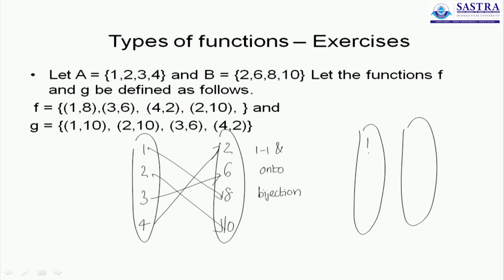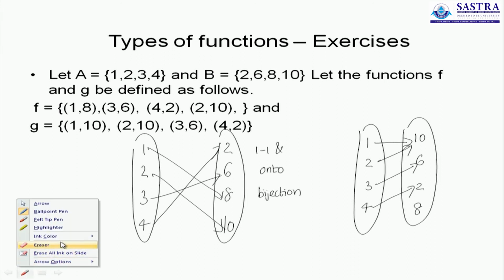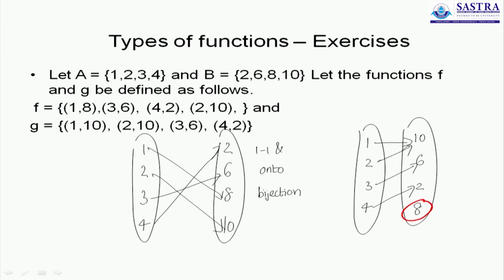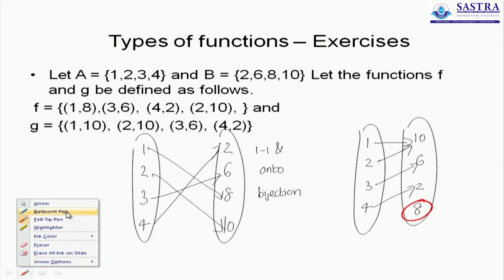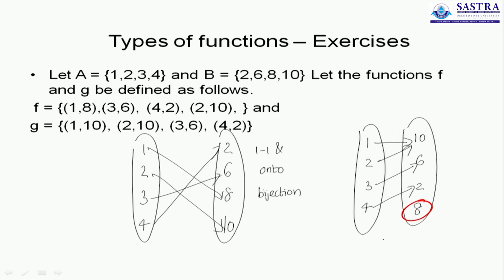The second mapping g is 1, 2, 3 and 4, they get mapped to 10, 10, 6 and 2. You will see that both 1 and 2 get mapped to 10, 3 gets mapped to 6, 4 gets mapped to 2, and the element 8 is missed out. Therefore, this mapping cannot be an onto function.